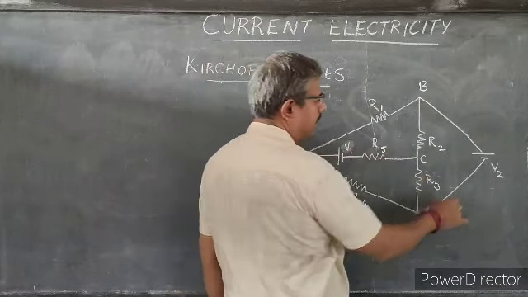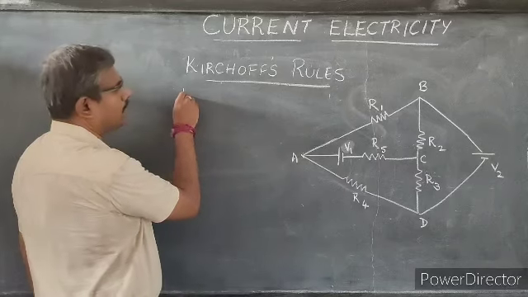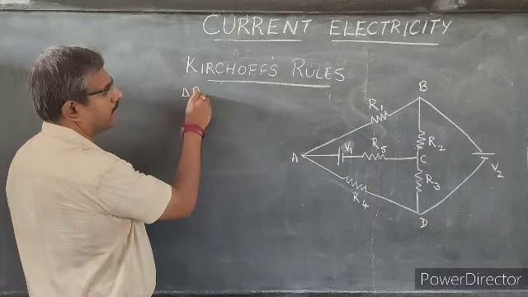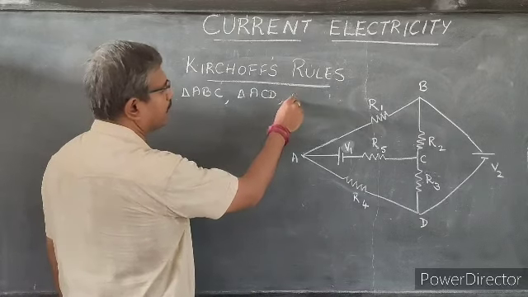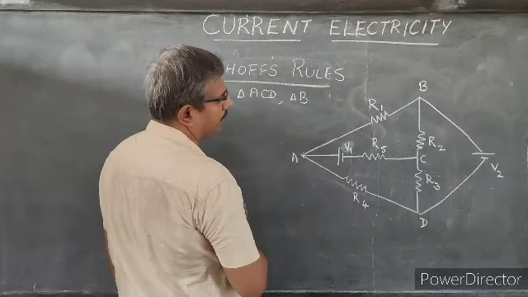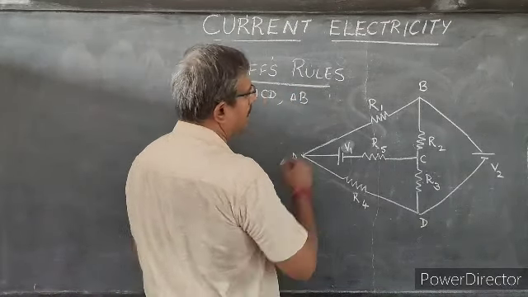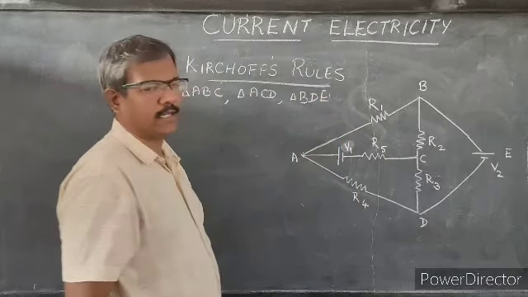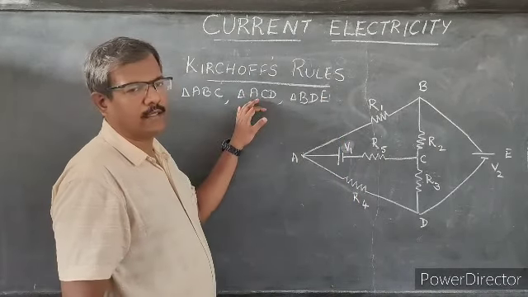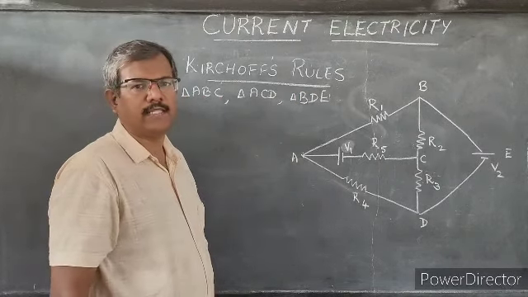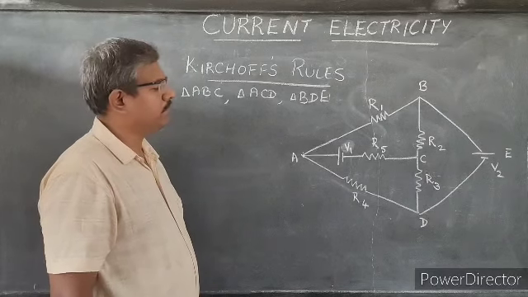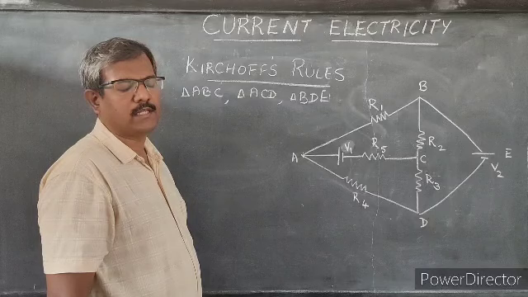The 3 loops are triangle ABC, triangle ACD and triangle BD. Maybe I call this point as E. You can call it triangle BDE. So the 3 loops are characterized by these 3 triangles. Now, just like in the previous example, we first indicate the currents. So we assume certain currents.